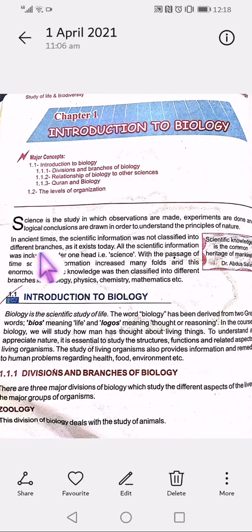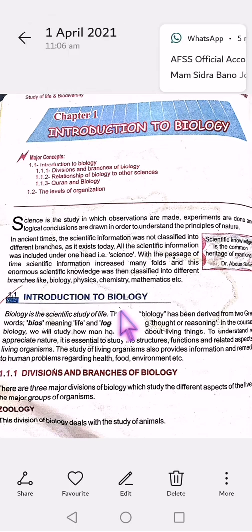We are going to start our chapter number 1, that is Introduction to Biology. First of all, we should know what is biology, the word biology, how it has been derived. This biology word has two parts, and they are actually the combination of two Greek words.